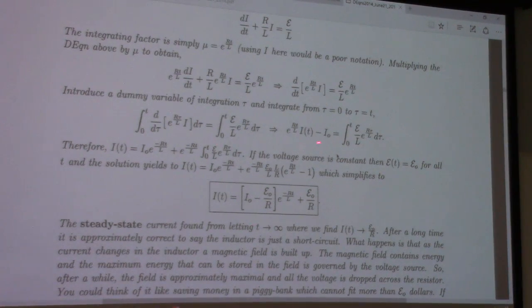Anyway, you solve this thing with the integrating factor technique, and this is your current as a function of time in terms of the initial current, the voltage applied, the resistance, the inductance, and so forth. And if you look at the math here, it's exactly what we did last week, integrating factor technique with letters.